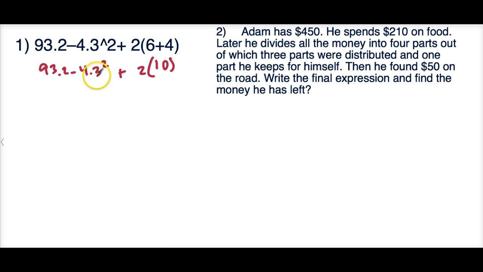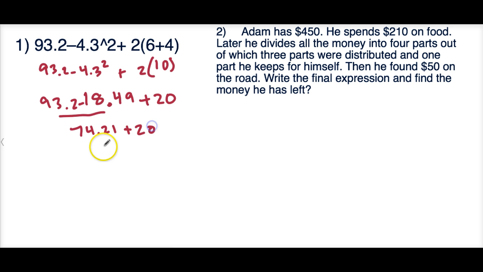My next step is 4.3 to the second power for my exponents, so I'm going to use my calculator. And that equals 18.9. I'm going to bring down the rest of my problem, and then follow my typical order of operations, so subtracting first. And that is 74.21 plus 20. So my final answer will be 94.21.